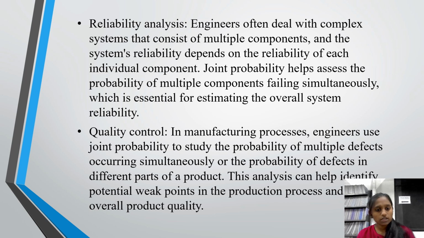And the second one is quality control. In the manufacturing process, engineers use joint probability to study the probability of multiple defects occurring simultaneously, or the probability of defects in different parts of the product. This analysis can help identify potential weak points in the production process, and it enhances the overall product quality.